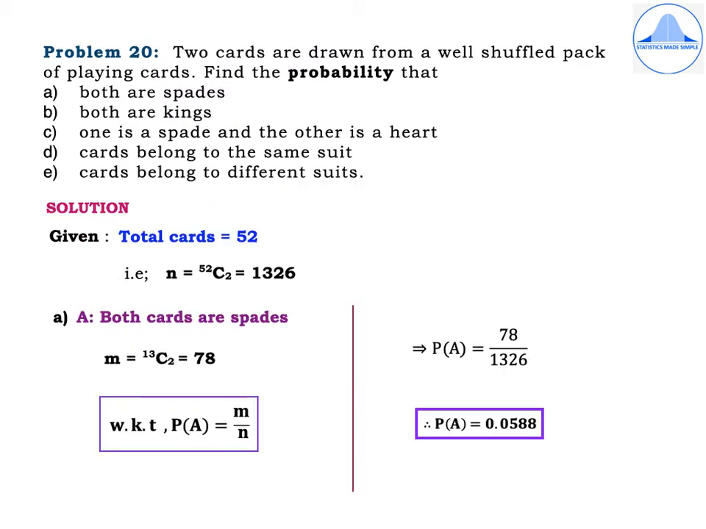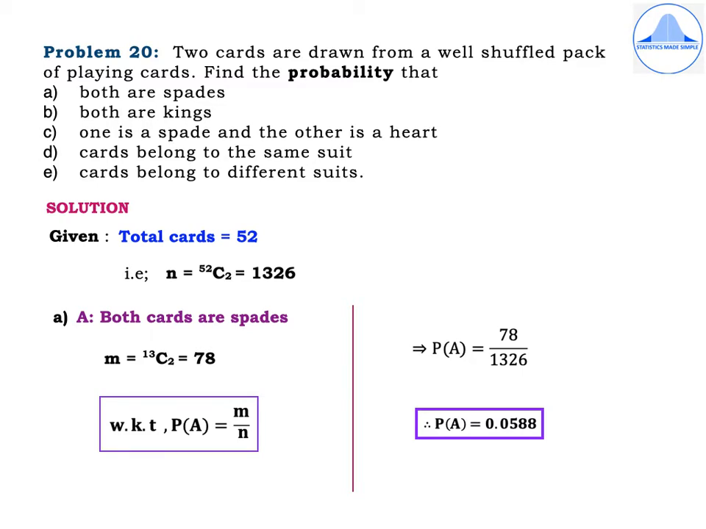Problem 20. 2 cards are drawn from a well-shuffled pack of playing cards. Find the probability that first subdivision both are spades, second subdivision both are kings, third subdivision one is a spade and the other is a heart, fourth subdivision cards belong to the same suit, the fifth subdivision cards belong to different suits. Solution: given total cards is equal to 52, that is n is equal to 52C2, which is equal to 1326.